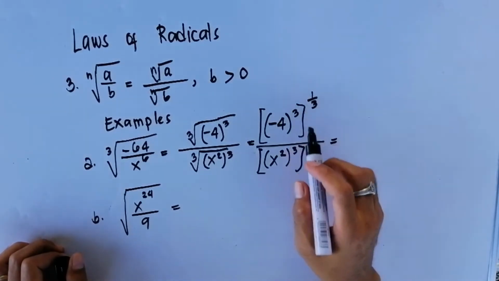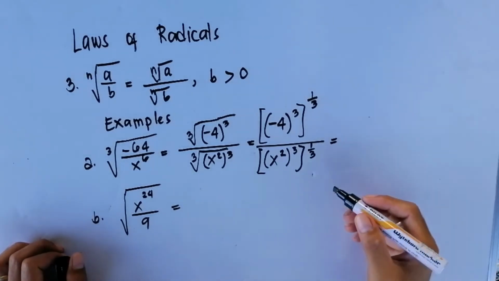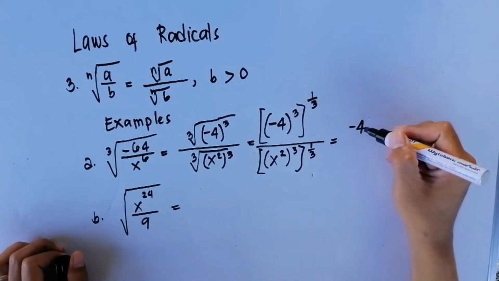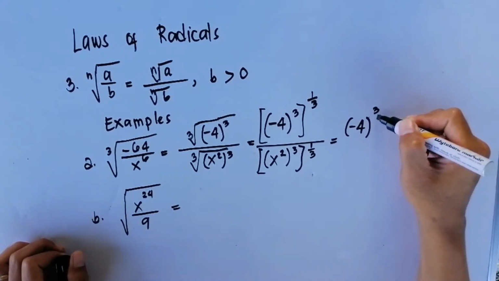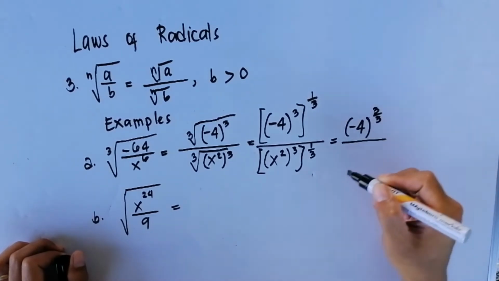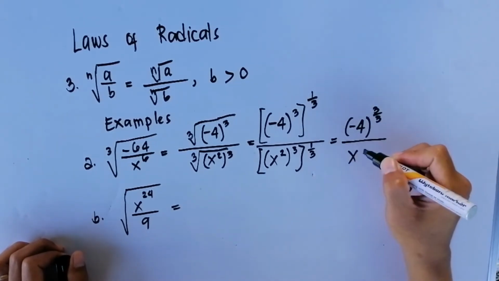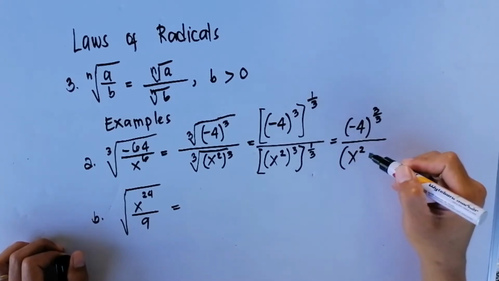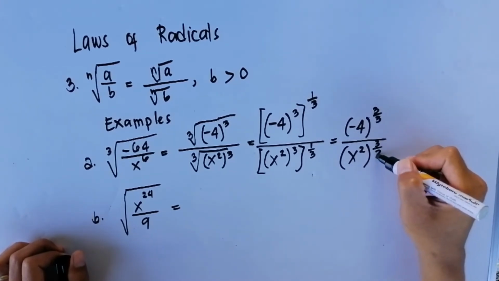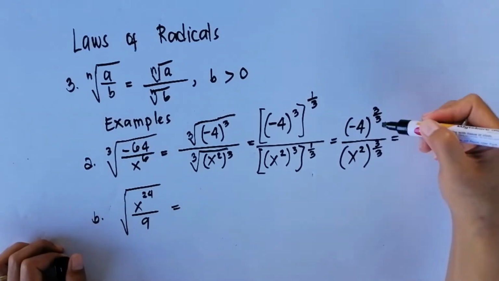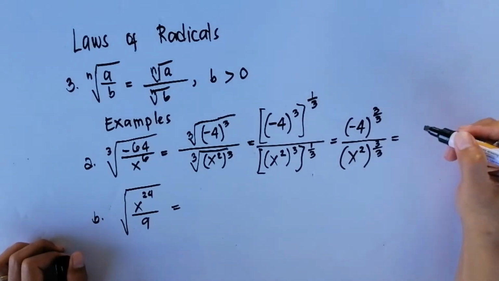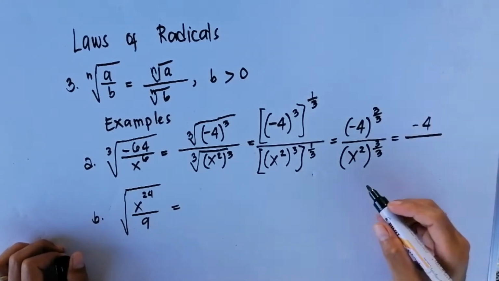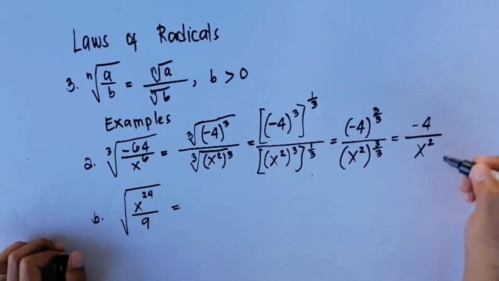Then multiply exponent to exponent, so that is negative 4 raised to 3 over 3. This one, you have x squared raised to 3 over 3, so that is 3 divided by 3, that is 1. So negative 4 to 1 is simply negative 4. Then x squared.